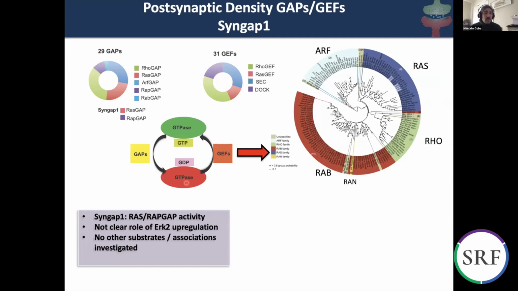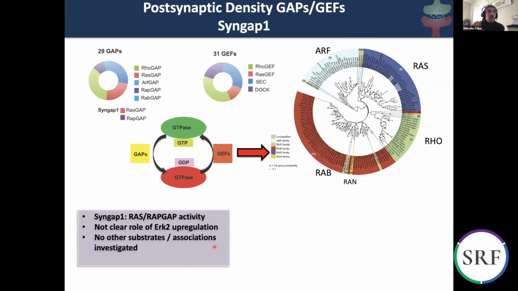When I say not clear role of upregulation, it's because ERK and P38 have been studied for ages at the synapse within the context of synaptic plasticity and different mechanisms of LTP. And it's not really clear what's the role of this increase or upregulation in ERK when you have mutations in SYNGAP.